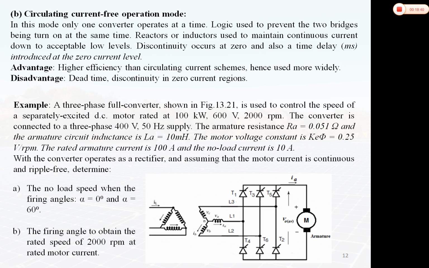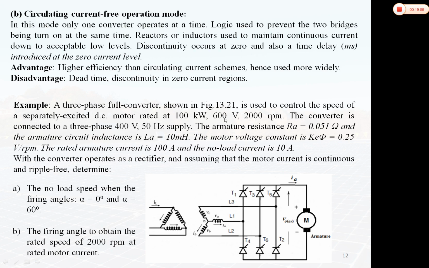Now I'll take one more example. There is a 3-phase full converter shown in this figure, used to control the speed of a separately excited DC motor. We have a delta connection here and a star connection at this side, and a 3-phase controlled rectifier is connected to this DC motor armature. All these parameters are given.